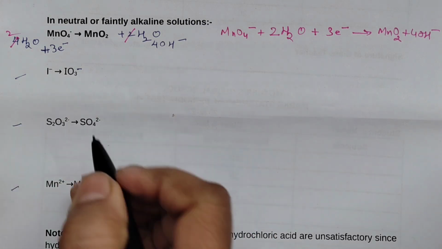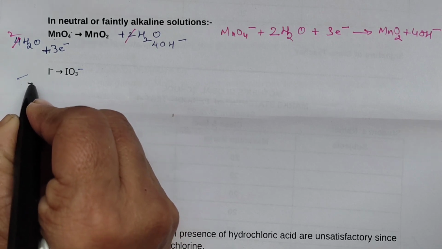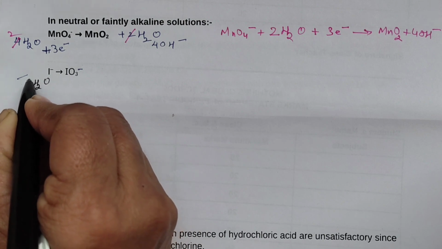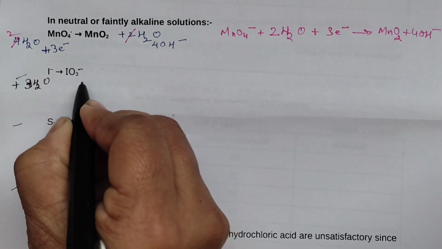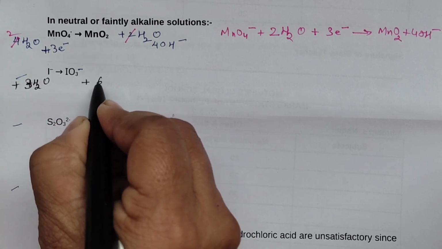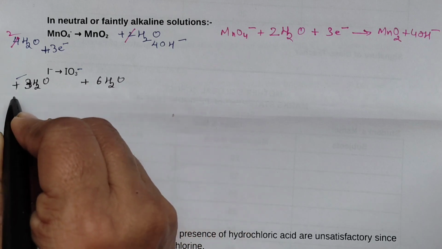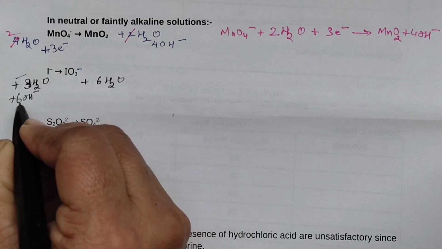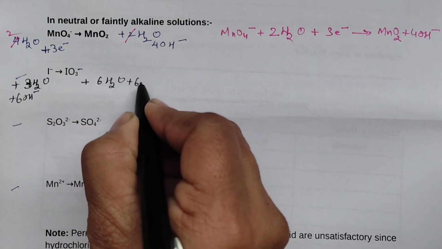I'm balancing this one. So balance oxygen first, by adding water molecules. There are 3 less, so 3 water molecules, sorry. It will be 3 water molecules on the left side. Then hydrogen balancing: on the deficient side you will add as many as are less. 6 were less on the right side, so 6 water here and 6 OH- on the other side. Now charges: left side you have 7- and this side you have only -1. So 6 electrons will be added here.